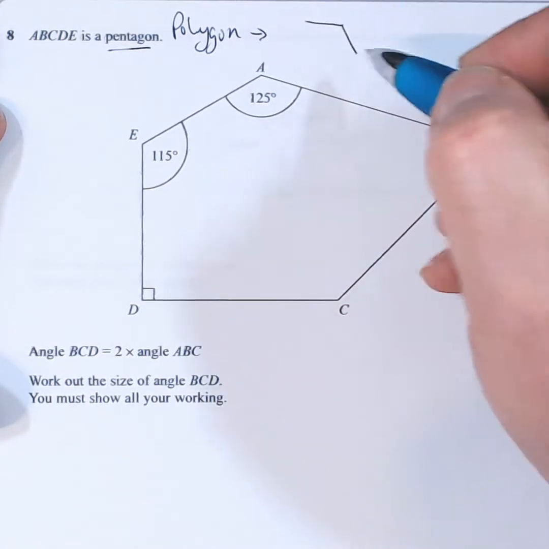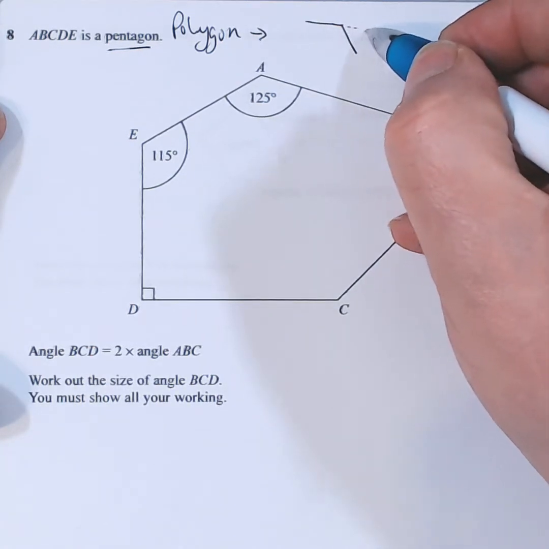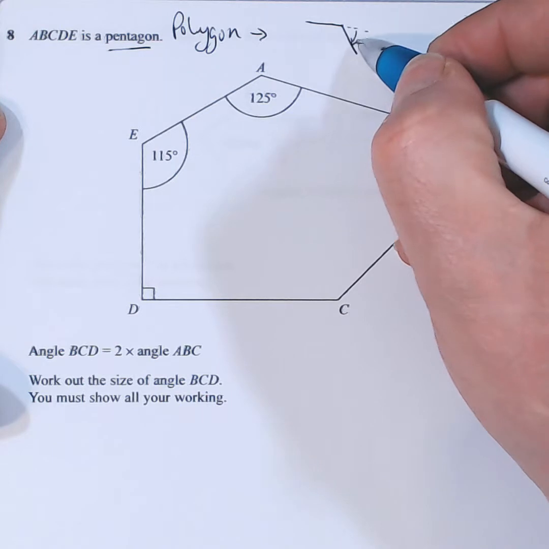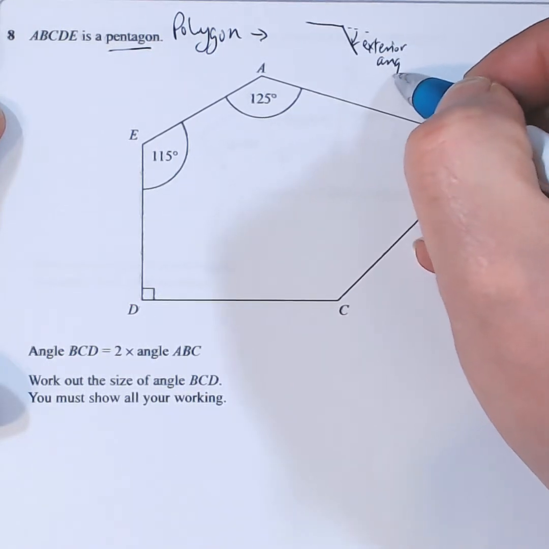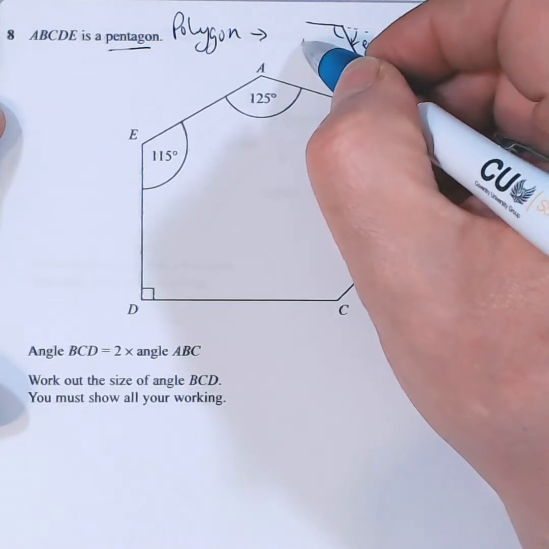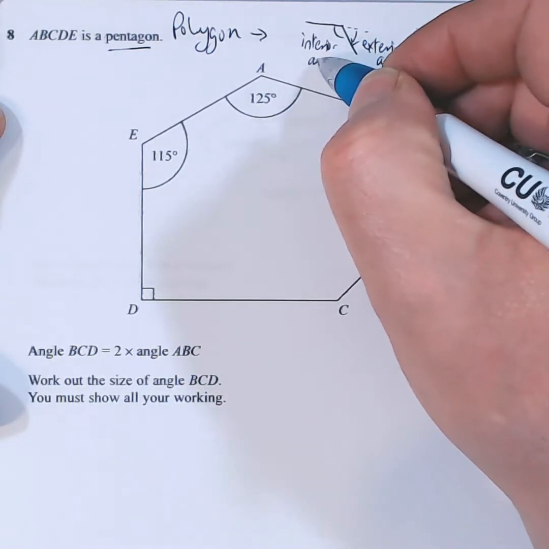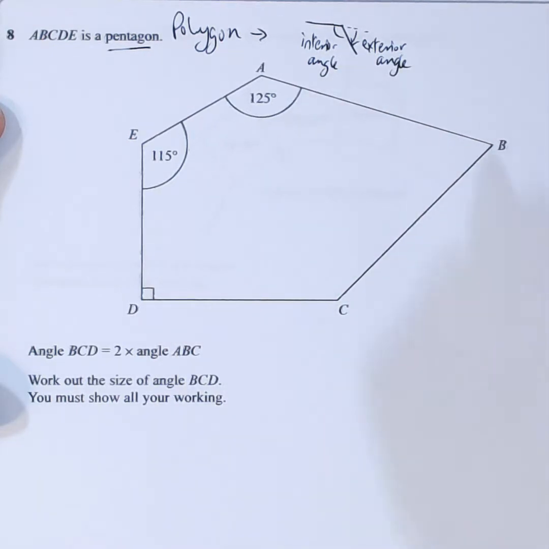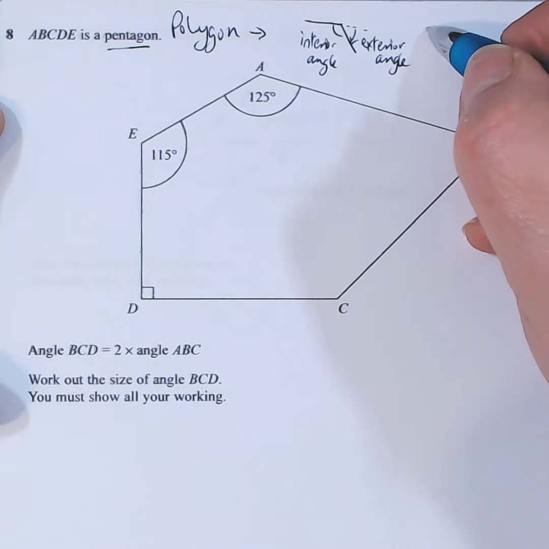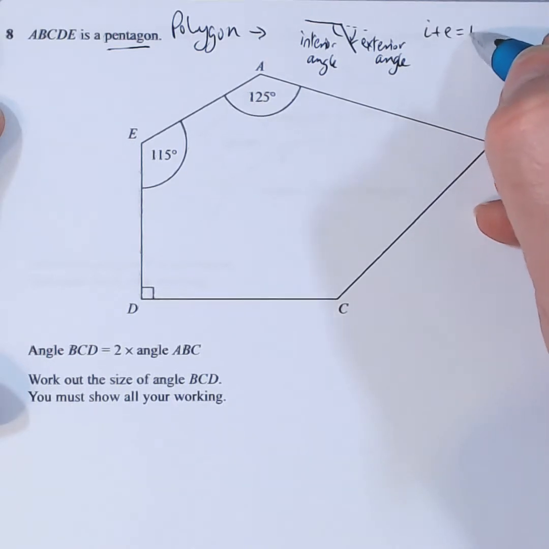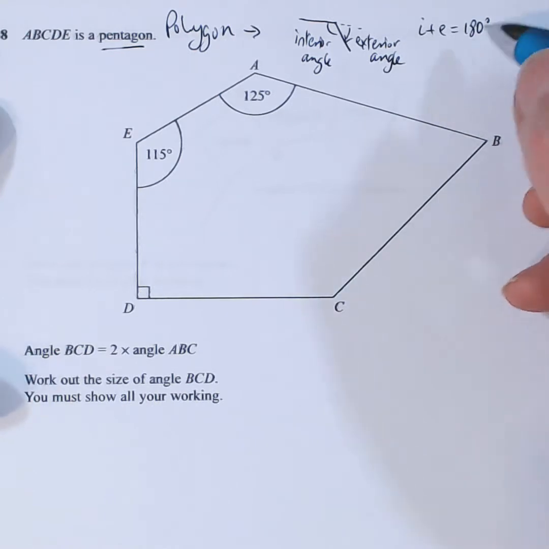So a polygon is a many straight-sided shape. If we extend one of the edges, the angle we turn is called the exterior angle, and the angle inside the polygon is known as the interior angle. We then know that this is on a straight line, so the interior angle plus the exterior angle must equal 180 degrees. So that's fact number one about polygons.